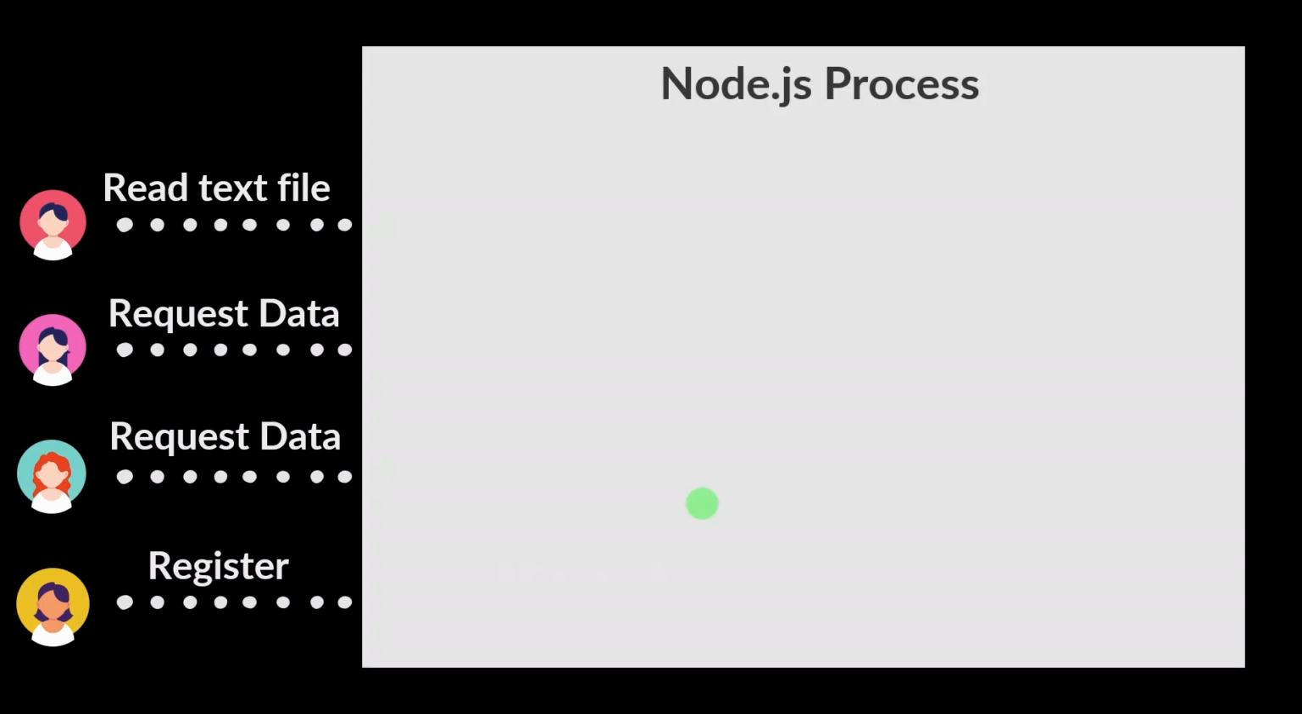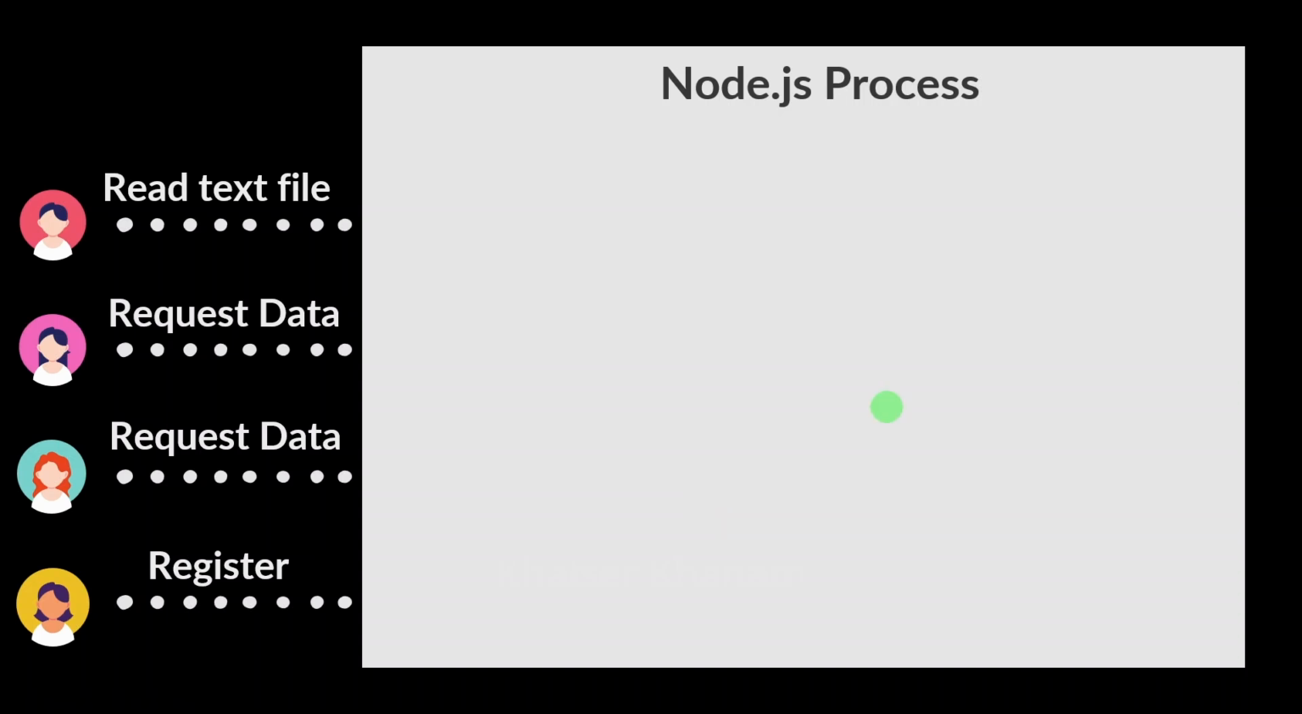So here, just imagine we are having multiple users, and one user is requesting to read the text file, a second user is requesting some data, a third user is requesting some data, and a fourth user wants to do some registration. I will show you a very simple version of what happens behind the scenes in Node.js, because there are multiple steps to understand, but later we will go in depth. Now, only to understand blocking and non-blocking nature, we will see this oversimplified version.